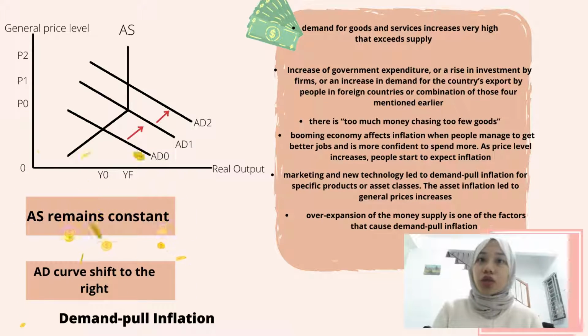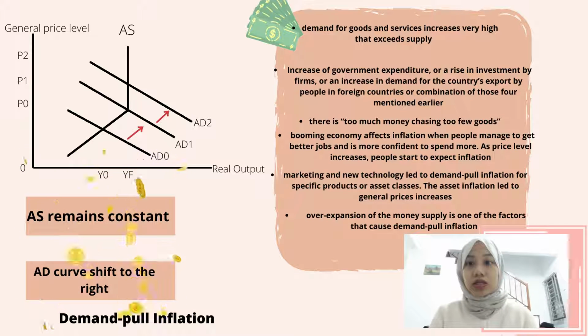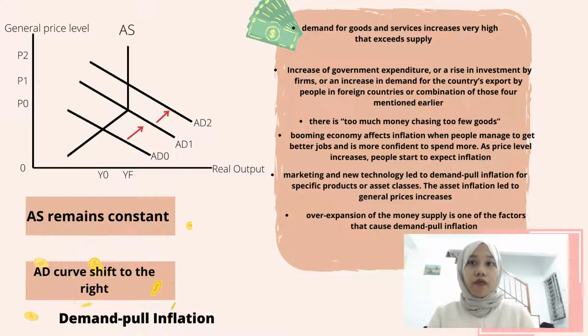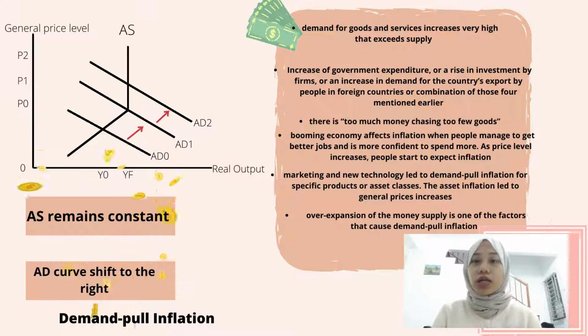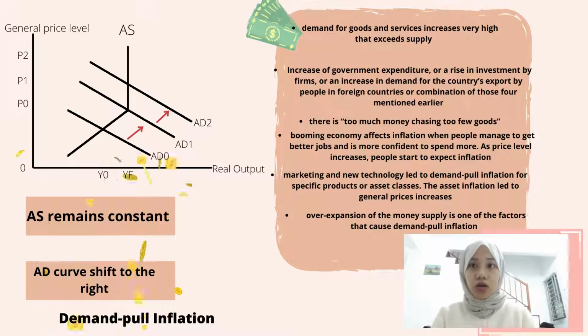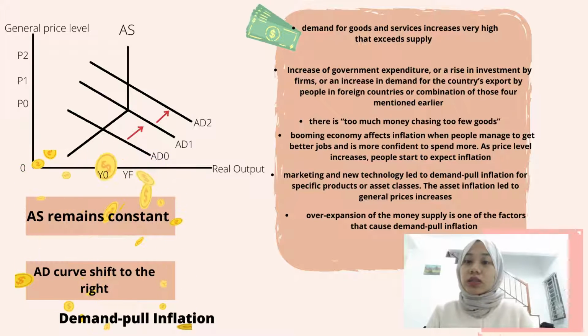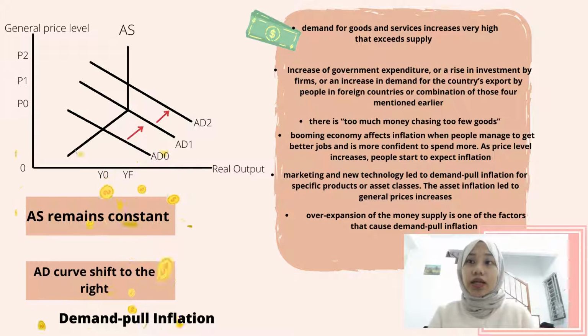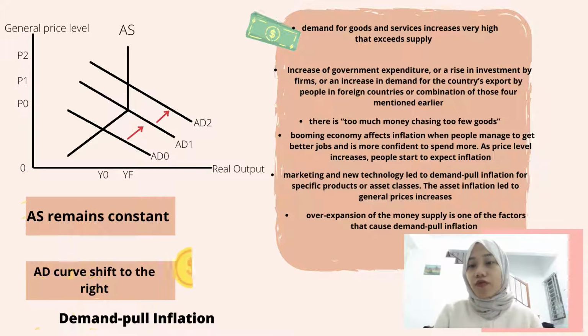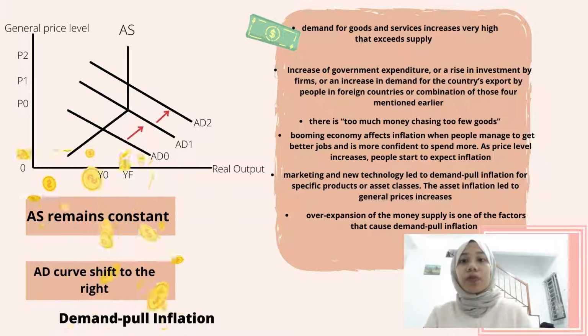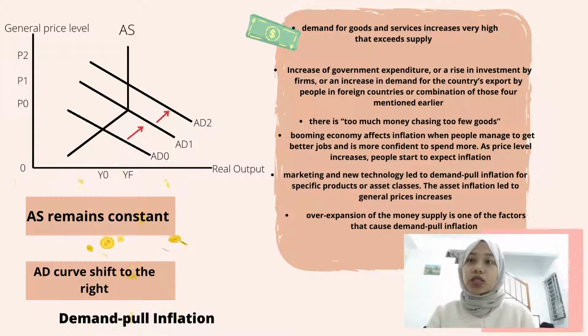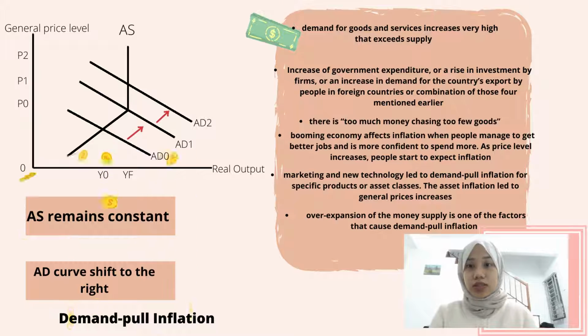Lastly, overexpansion of the money supply is one of the factors that cause demand pull inflation. However, the money supply is not only cash, as it also includes credit, loans, and mortgages. The value of the dollar lowers when the money supply expands. When the dollar declines relative to the value of foreign currencies, the prices of imports rise. The prices in the general economy also increase.